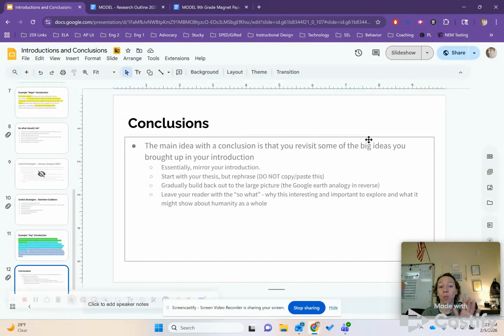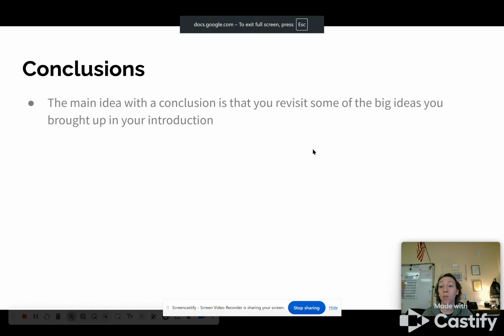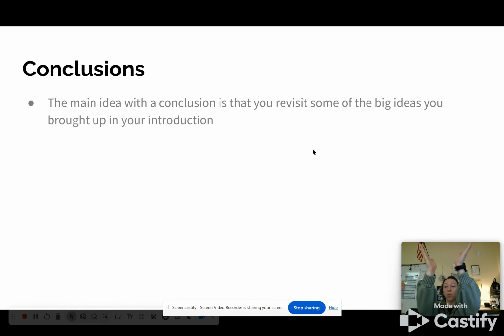Now, I want to talk really quickly about conclusions as well. So conclusions, revisit it. So if you started really big picture and you honed into the focus of your paper, in the conclusion, you're going to go back out to that big idea. So it's almost like an hourglass shape, okay? So the main idea with the conclusion is that you revisit the big ideas in your intro. So spending time on your intro really does help you write a conclusion a little bit better.